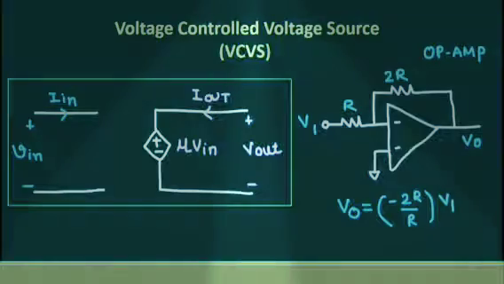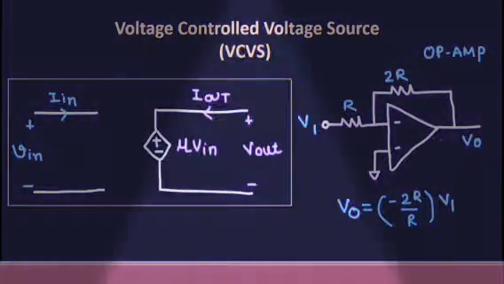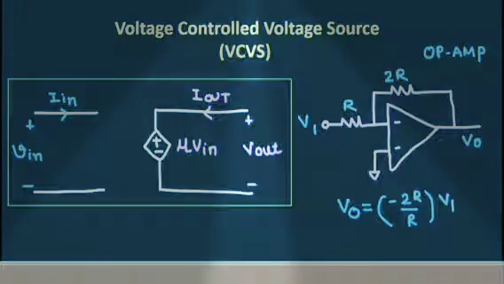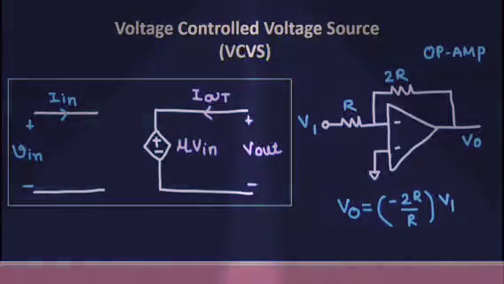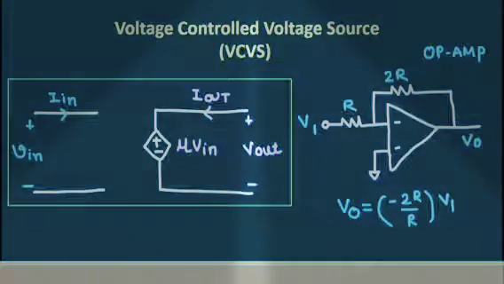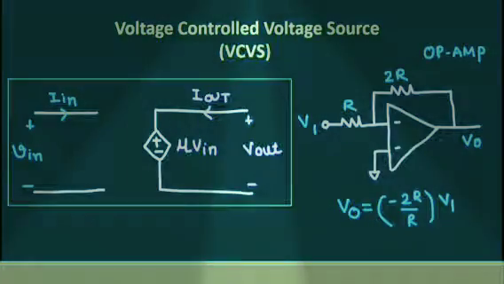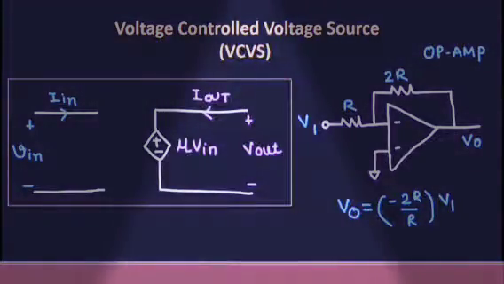Now take a practical example. Op-amp in non-inverting or inverting configuration. It is an example of VCVS. Here we can see V0 depends on V1. As we change the value of V1, the value of V0 changes by the relation minus 2R upon R into V1 equal to V0. Once we adjust the gain of the op-amp, the Vout depends on input voltage V1.